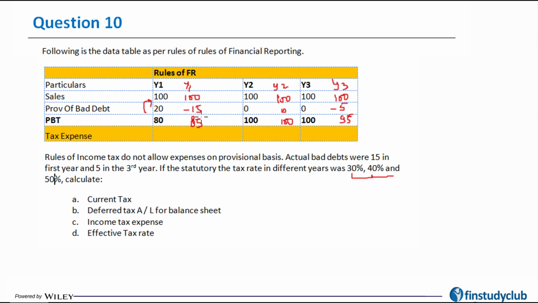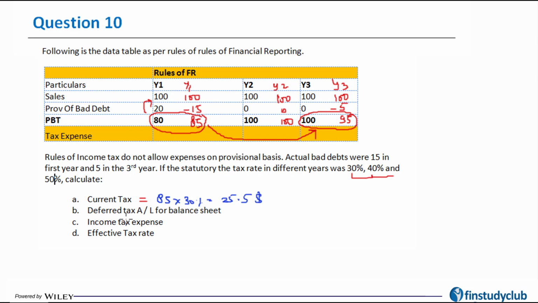So there is a timing difference which is coming up in the 1st year, which is reversing itself in the 3rd year. Okay, so let's calculate the following figures for the 1st year. The current tax is the tax as per the rules of the government, and that is 85, the taxable income, multiplied by the tax rate of 30%, which is $25.5. So that's my first answer. How much is the current tax?